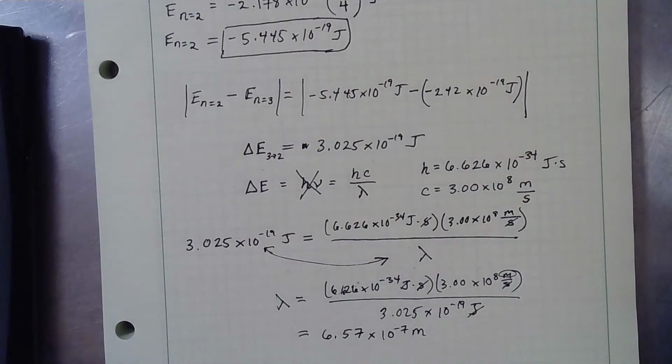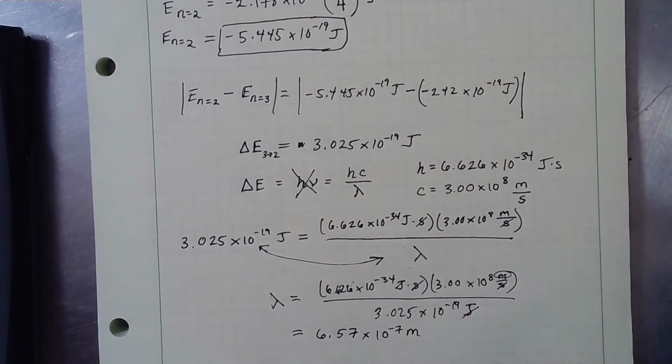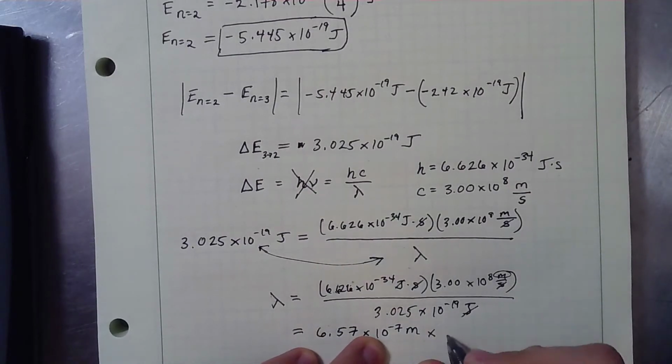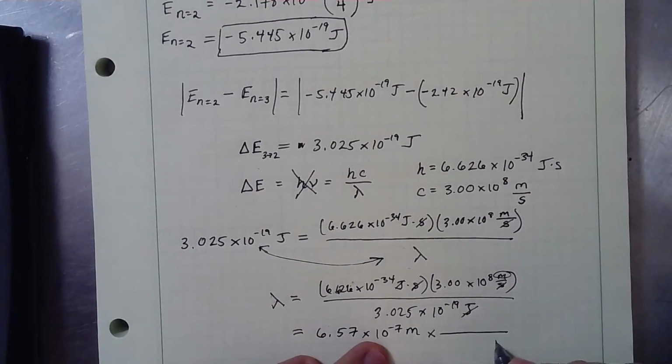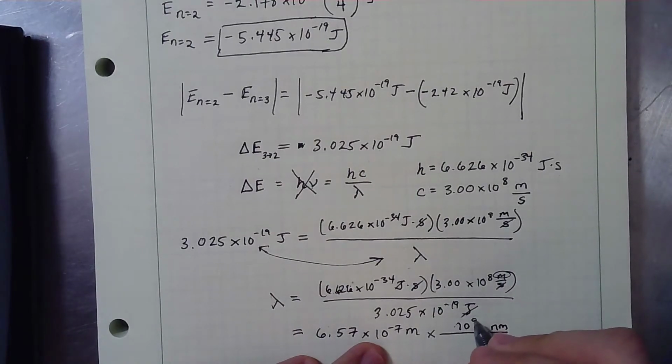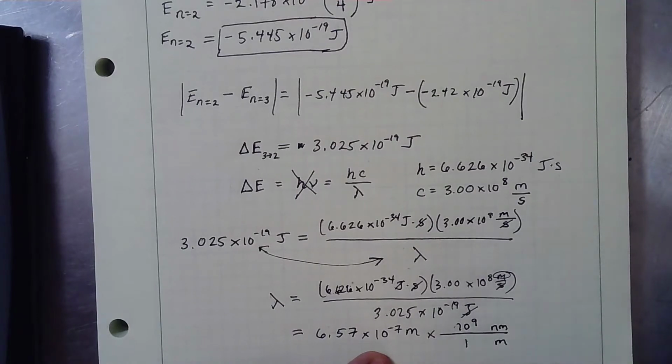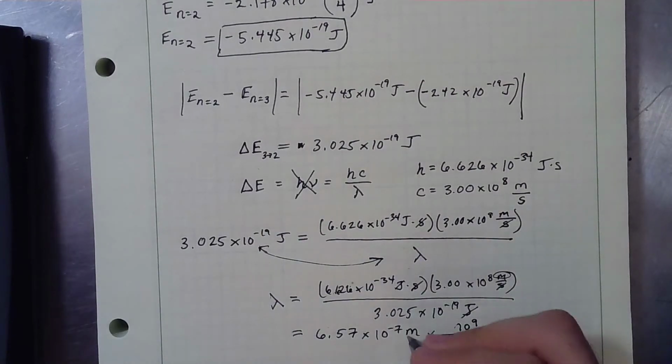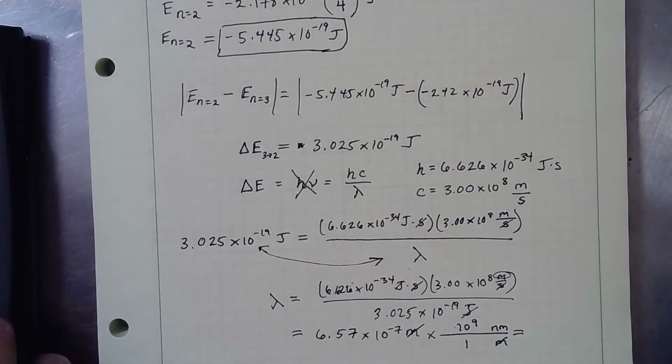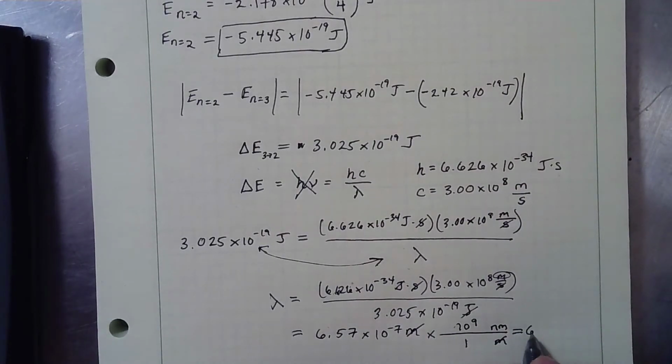Okay. Now, wavelengths of light are usually given in nanometers. So what I'm going to do is convert this quickly to nanometers. There are 10 to the 9th nanometers in 1 meter. So my final answer, this is going to cancel out meters, is going to be this answer times 10 to the 9th, which is 657. That's the wavelength of light.